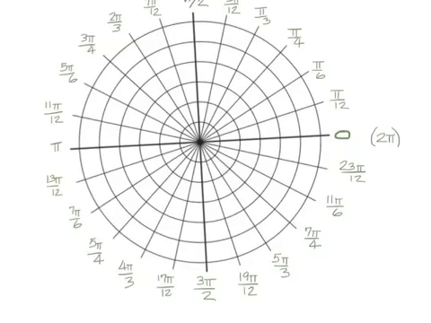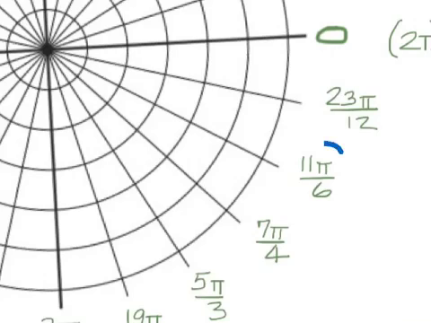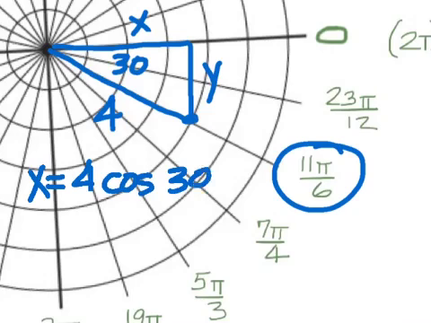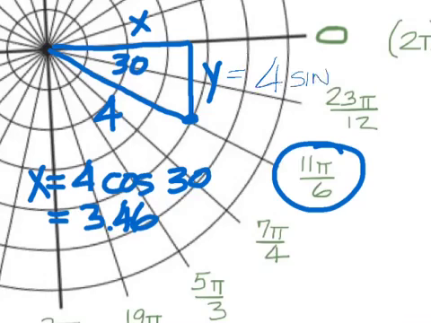For 11 pi over 6, notice that this is 11 pi over 6 here. Now we continue on with this. The point is 4, so we come out 1, 2, 3, 4 there. To find the value for x, x equals 4 times cosine 30 degrees, and that turned out to be 3.46. Next up, we have to find y. And remember, y equals 4 sine of 30 degrees. And when you put that in your calculator, it comes back to be 2.